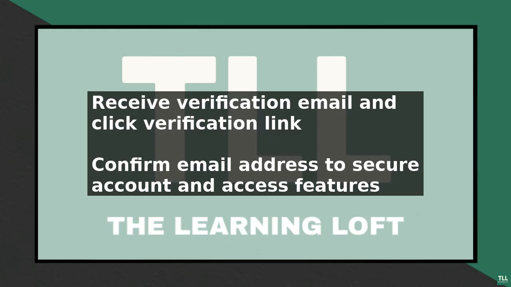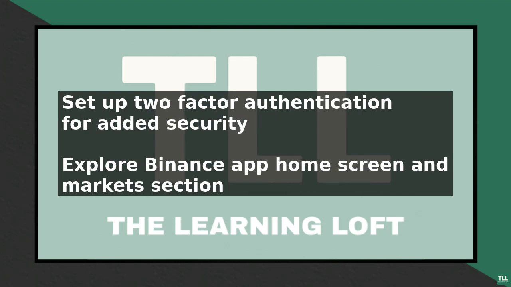To deposit funds into your Binance account, go to the Wallet section and select the cryptocurrency you want to deposit. You will be provided with a unique wallet address that you can use to transfer funds from an external wallet or exchange. Before you start trading, it is essential to understand the risks involved and to set a budget that you are comfortable with.